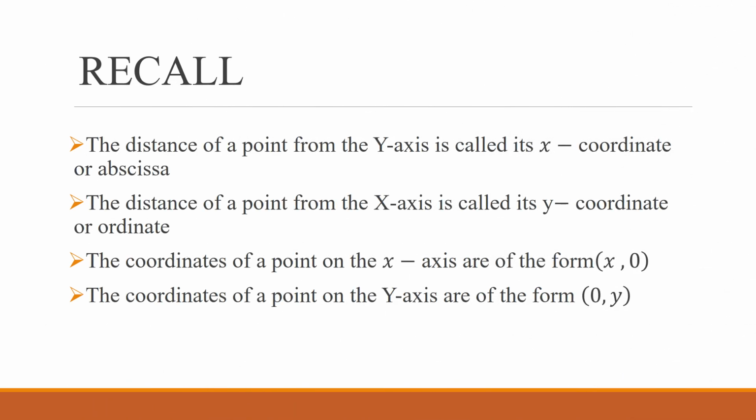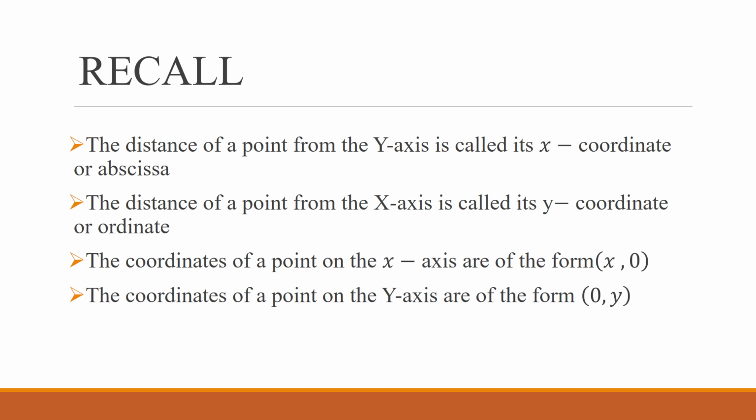First, let us recollect some of the points that we have learned in class 9 related to coordinate geometry. We have seen how to locate the position of a point on a plane. For this, we require a pair of mutually perpendicular lines, which are also known as the coordinate axes. The horizontal line is known as the x-axis and the vertical line is known as the y-axis. The intersection point of the coordinate axes is also known as the origin.